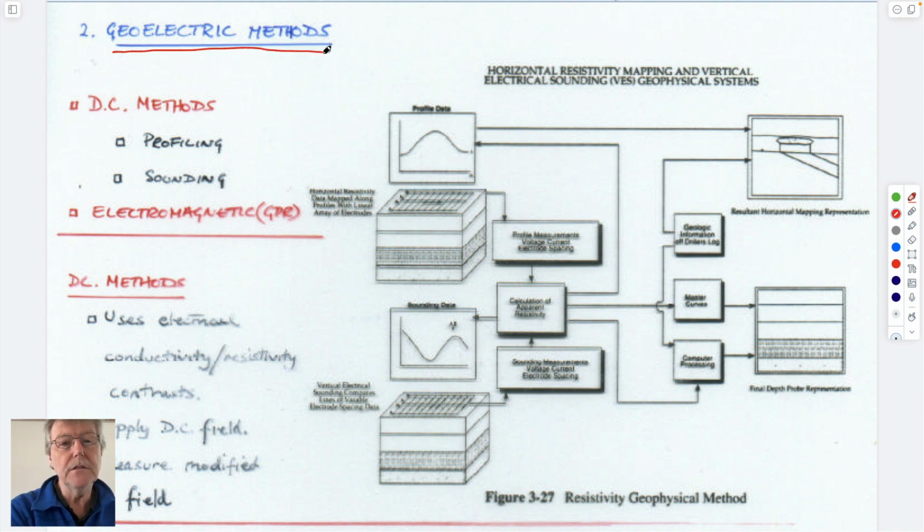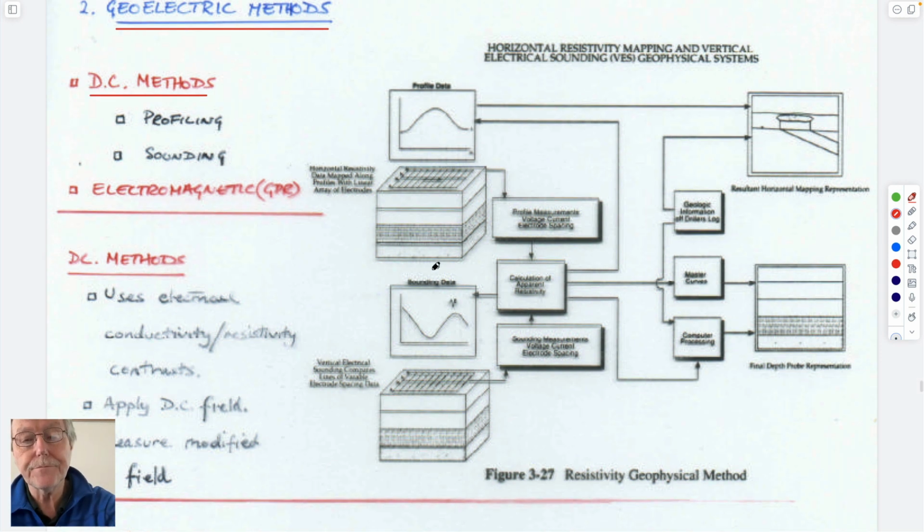Geoelectric methods come in two flavors. They come in DC methods, as in direct current, and AC and electromagnetic methods. And they measure the resistivity or the conductivity, one is the reciprocal of the other, of the material in the subsurface.